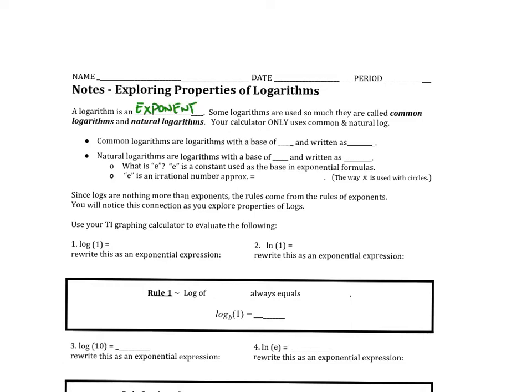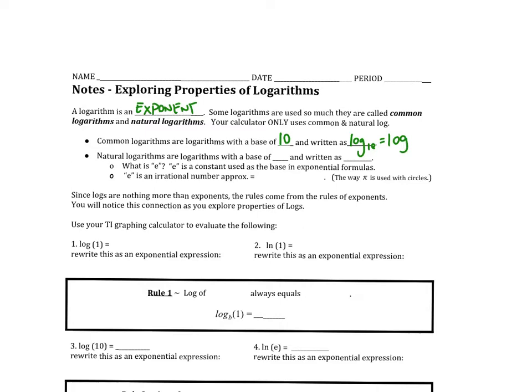And some logarithms are used so much that they are called common logarithms and natural logarithms. Your calculator only uses common and natural logs. Common logarithms are logarithms with a base of 10. And it is log base 10, more commonly known just as log.